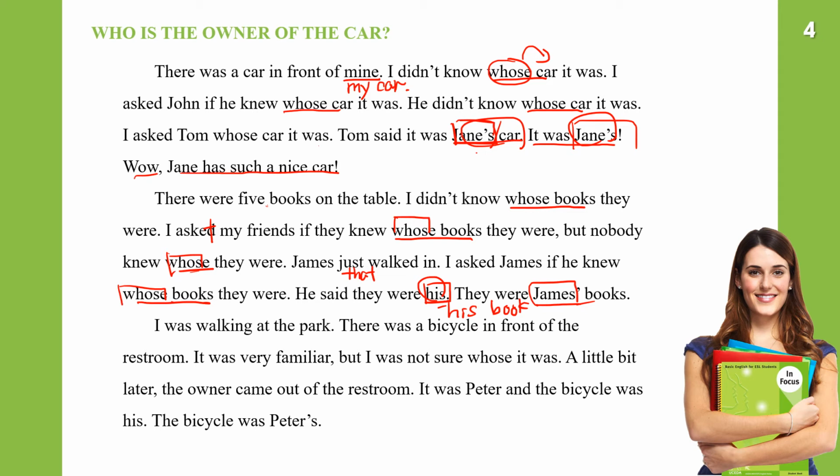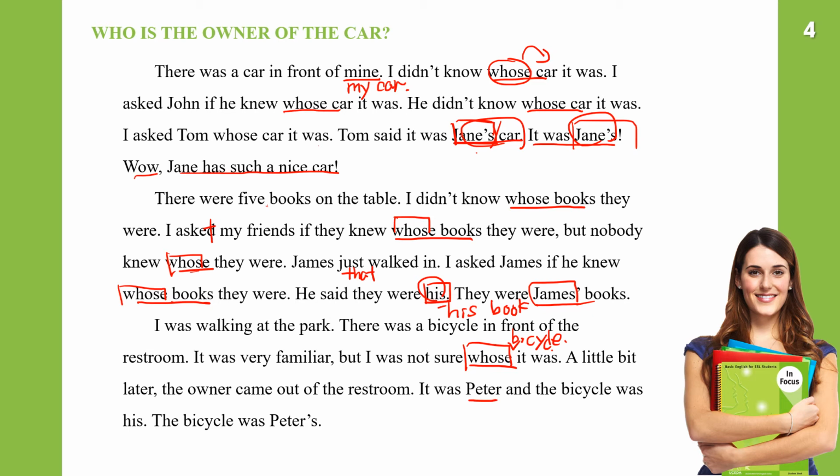I was walking at the park. There was a bicycle in front of the restroom. It was very familiar, but I was not sure whose it was. It is possessive pronoun, whose bicycle it was. So you can say whose bicycle, or you can just say whose it was. B-I-C-Y-C-L-E, I'm sorry. A little bit later, the owner came out of the restroom.